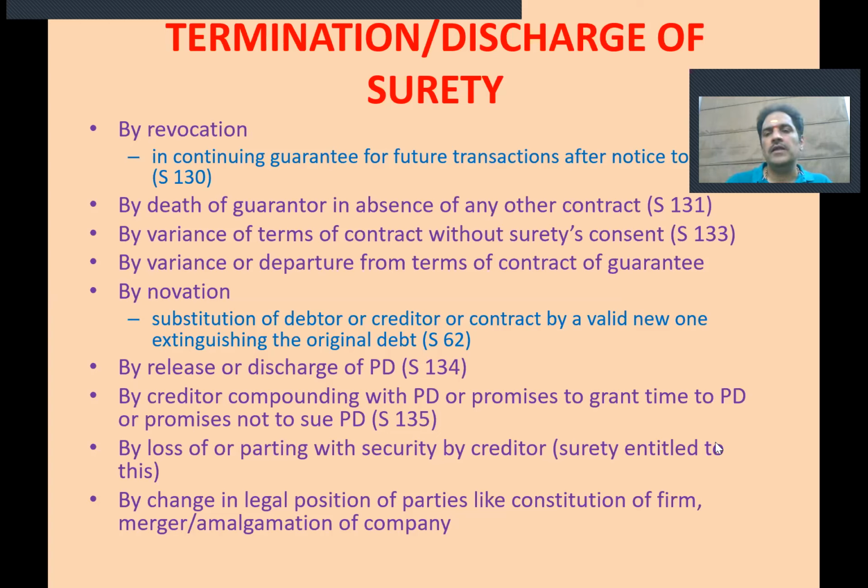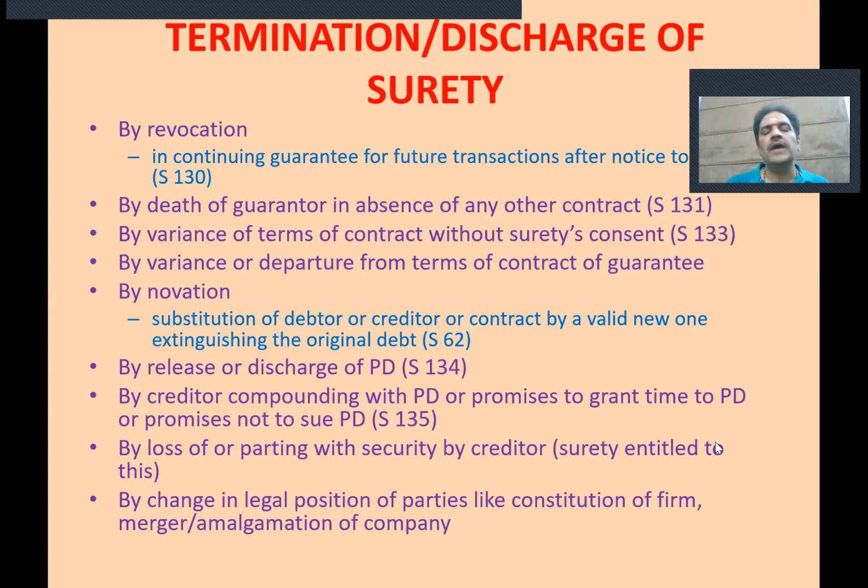Then where there is a release or discharge of the principal debtor. So if the principal debtor is gone, the surety's obligation also goes. And creditor compounding with the principal debtor. That is, if 1,000 rupees are due and he is saying that you give me 500 rupees, that is enough, he cannot say that I will recover 1,000 rupees from the surety. The moment he is compounding it with the principal debtor, the surety will be discharged.